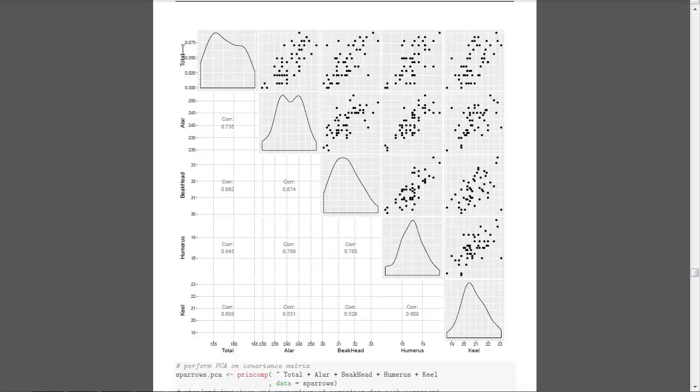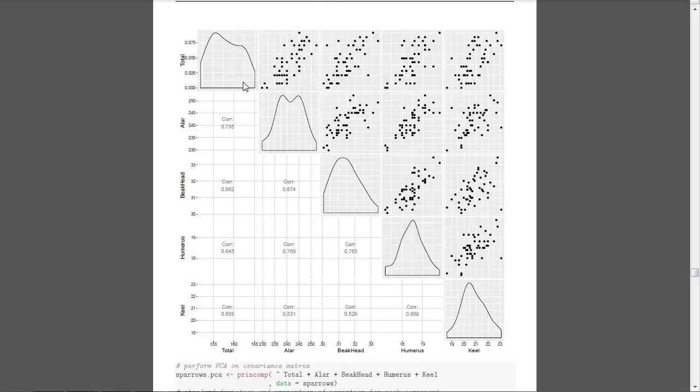We've got the total length, alar, beak head, humerus, and keel. That's the same order that they were described before. And one major feature you see in all this is that positive correlation among all the variables. Birds basically have a particular shape, and as they grow, they keep that shape. And so that's this general positive relationship. Small birds look like big birds, just different sizes.